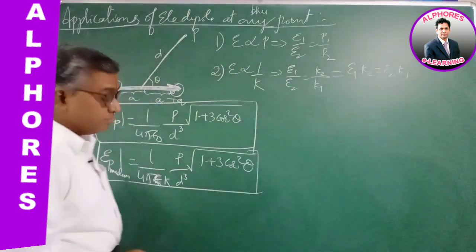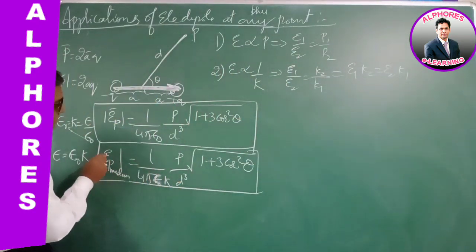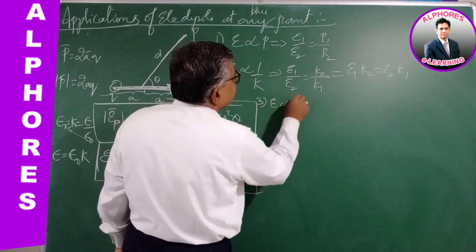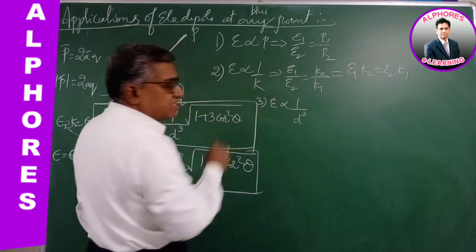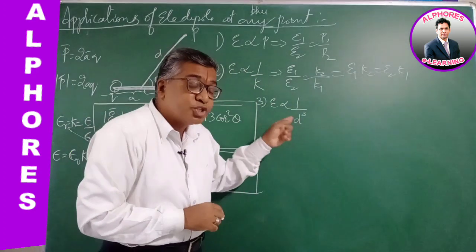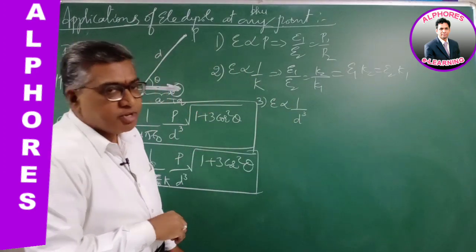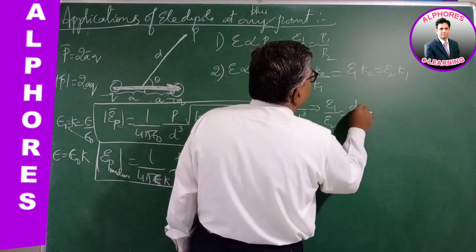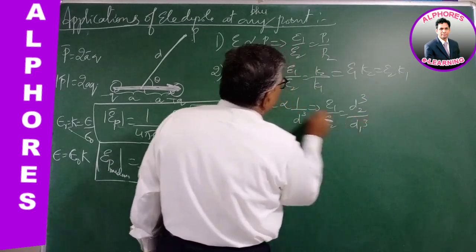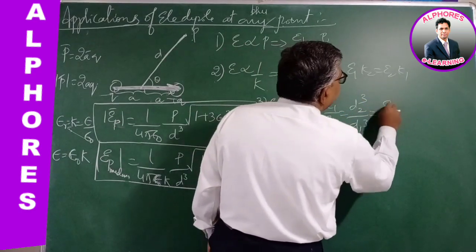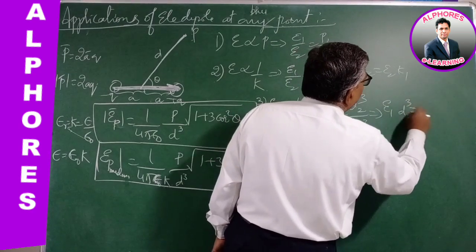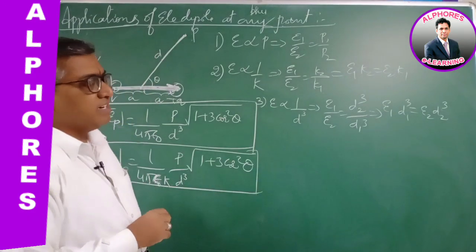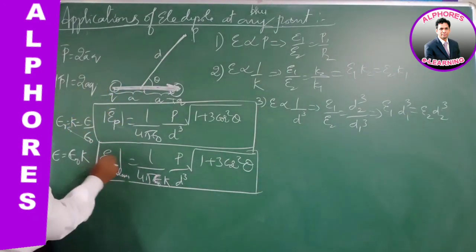Next, the electric field intensity is inversely proportional to the distance. Third factor, it is inversely proportional to the cube of the distance of the point. This is the inverse cube law. The electric field intensity obeys the inverse cube law. So E1 by E2 is equal to d2 cube by d1 cube, or I can write E1 d1 cube is equal to E2 d2 cube. This is the electric field intensity variation with distance.